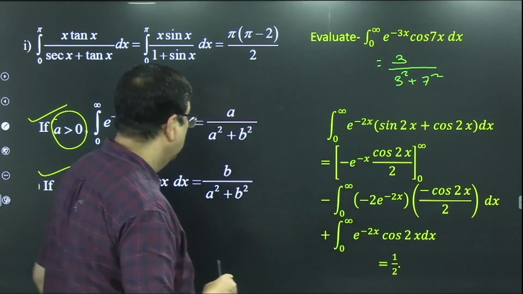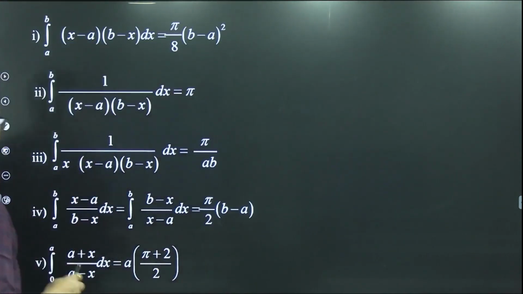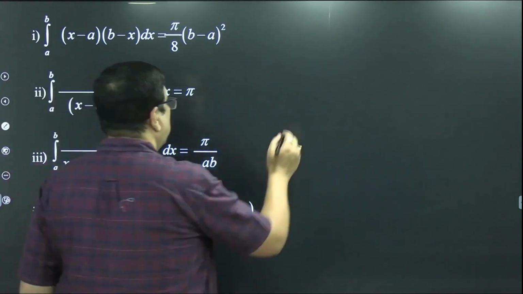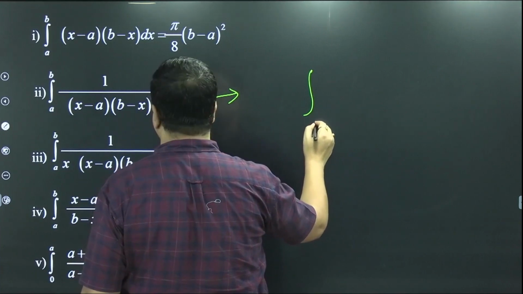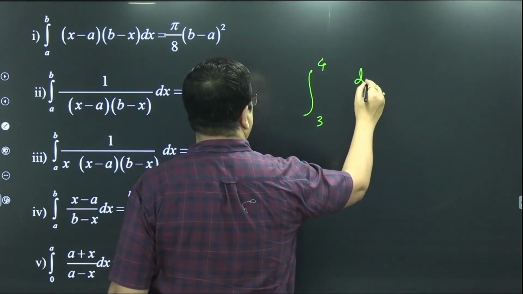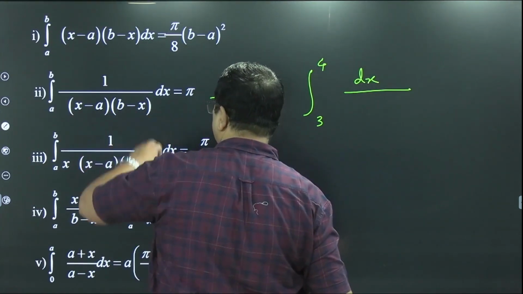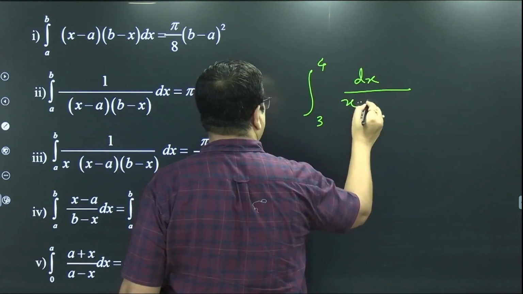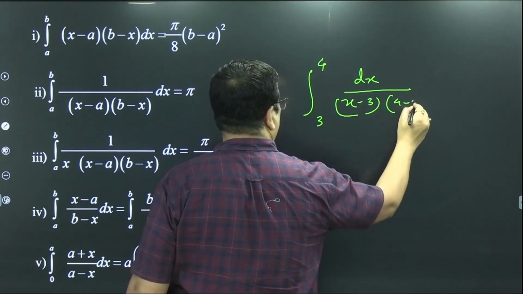Next, let us go to the next formula. These are the list of formulas which you have to keep in mind. For example, this type of sum, I am showing you the example. Suppose integral 3 to 4 dx by, these types of sums regularly come under definite integral and differential equation. So this is x minus 3 into 4 minus x.